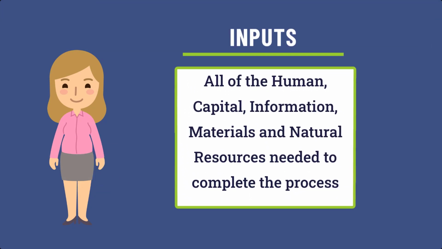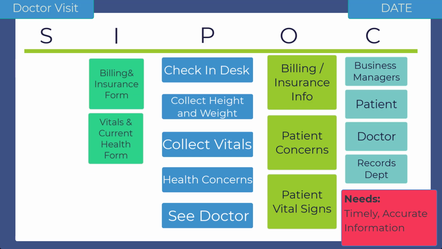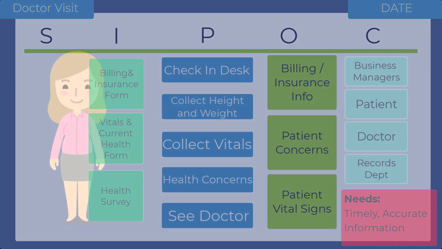Moving to step 4, we'll shift our focus to the inputs, all of the human, capital, information, materials, and natural resources needed to complete the process. Because our process revolves around information exchange, our inputs are primarily forms: the patient's billing and insurance form, vitals and current health form, and the patient health questionnaire.